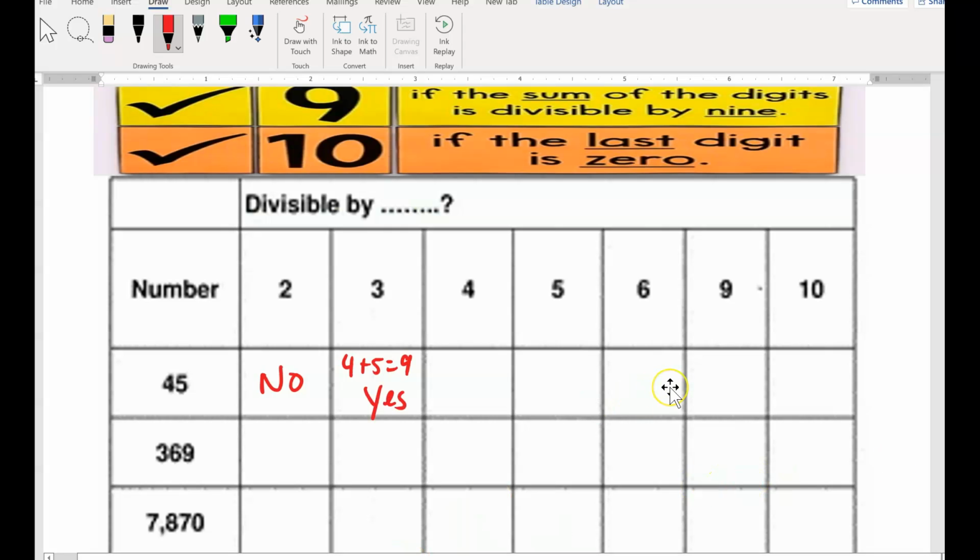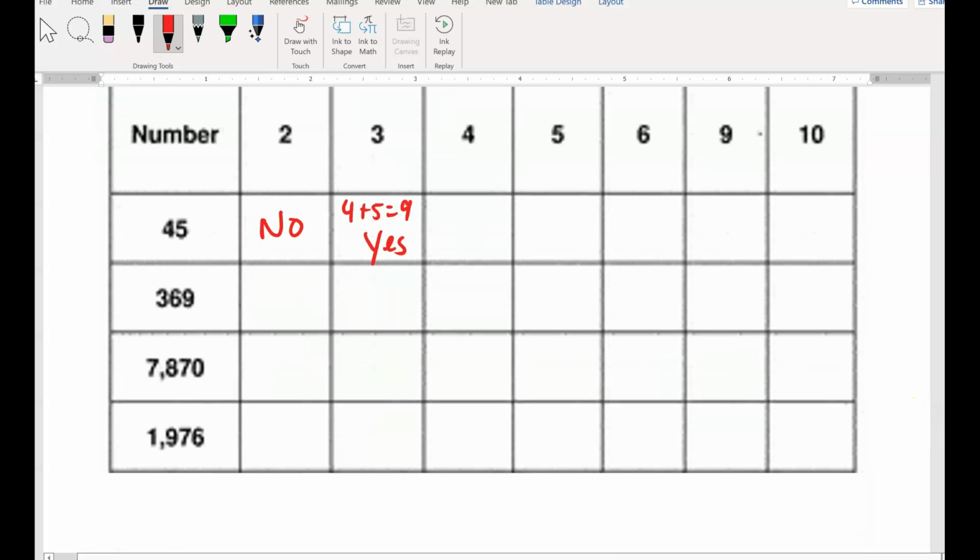So that's what you're going to do for 2, 3, 4, 5, 6, and you're going to do it for 8, 9, and 10, for those 4 numbers.